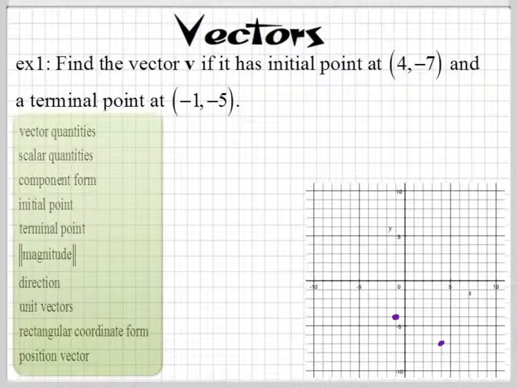Now it's very important to know which one is the initial point and which one is the terminal point, because that tells you which direction your vector is going. So this vector is going this way, because this is the initial, that's the beginning point, and then we have the terminal point.